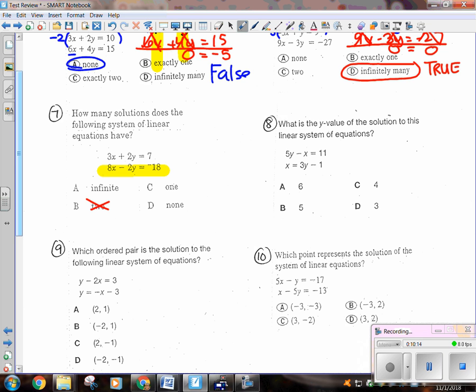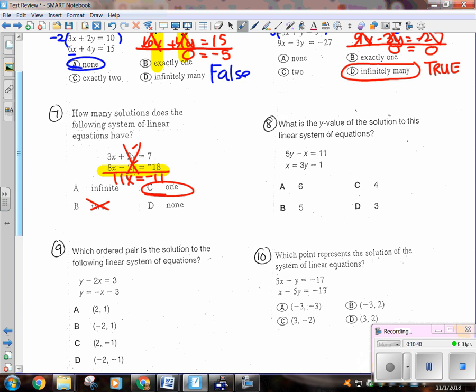I happen to notice that positive 2y and negative 2y are going to cancel. So I'm actually going to get 11x is equal to negative 11. I don't even need to do anything else. I actually have an x and I have a number. I know I can solve for x. So I know this is going to have one solution.